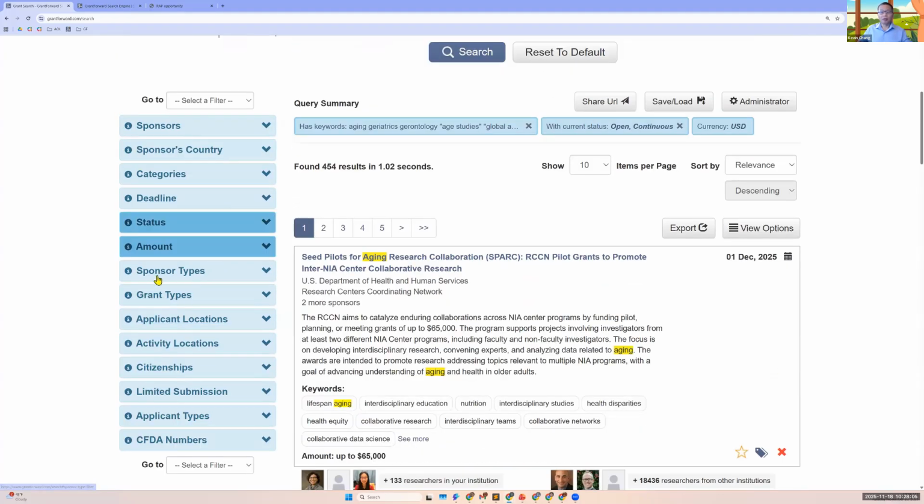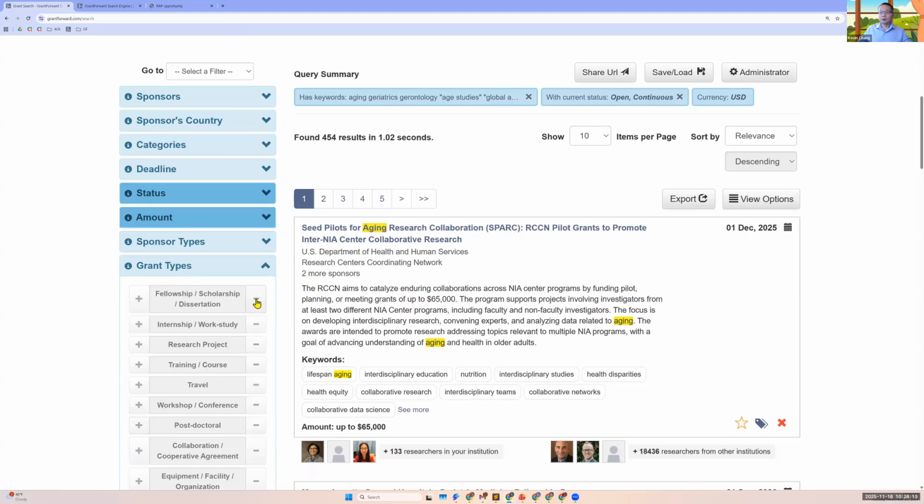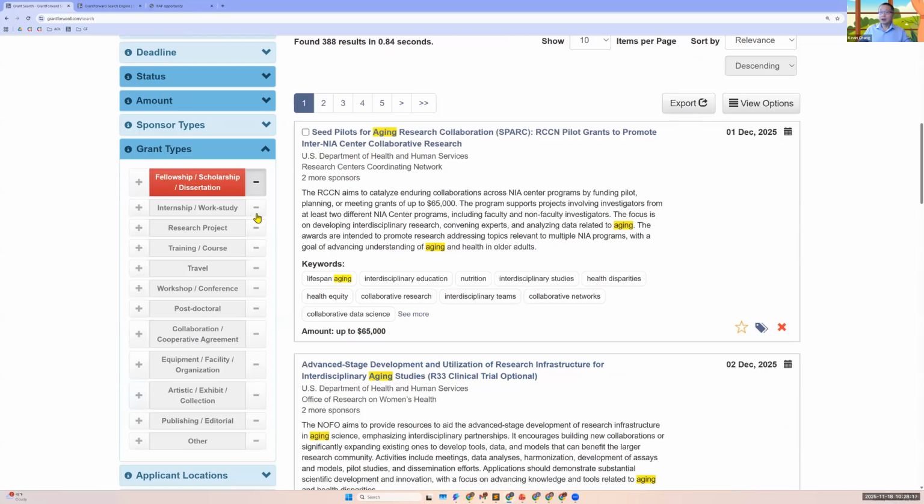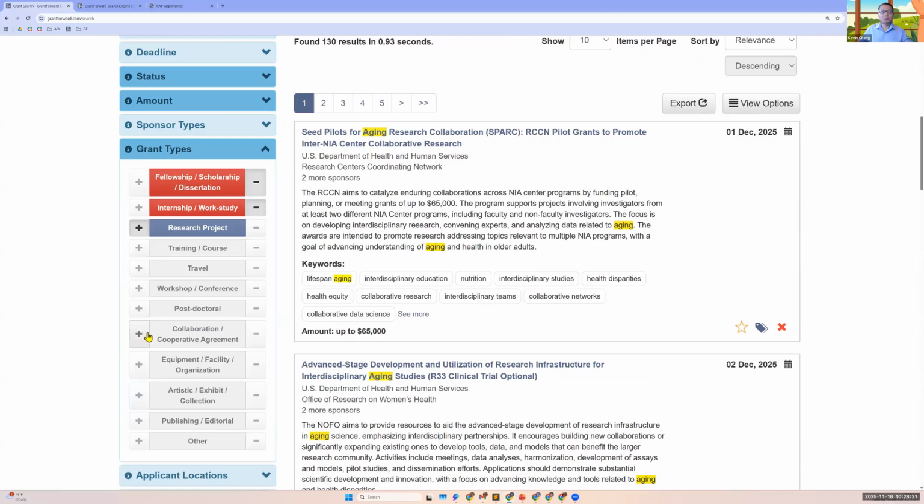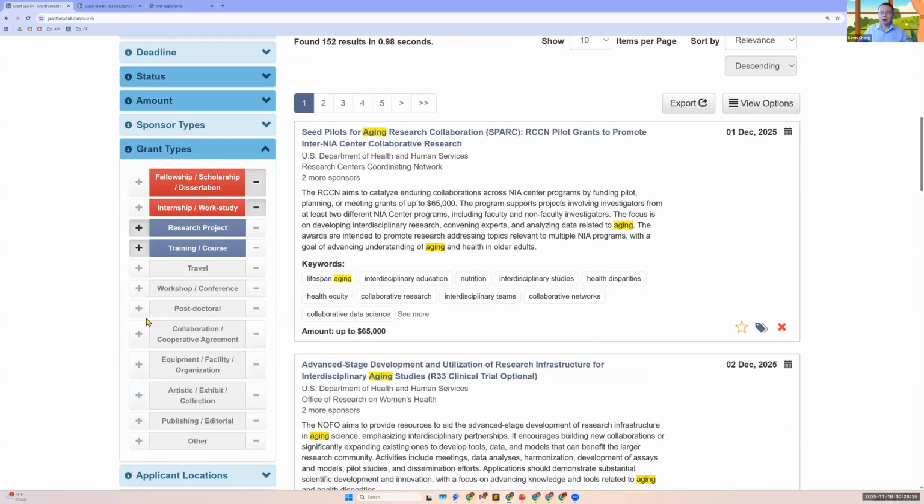They are conveniently organized there. You simply click on each one of them, apply them systematically. Grant type: you say, I don't want to look at the fellowship, let me minus it. The fellowship grant is gone. I don't want to look at internship. I want to focus on research project. I want to focus on education program. Postdoc, I don't care. I'm way beyond that.